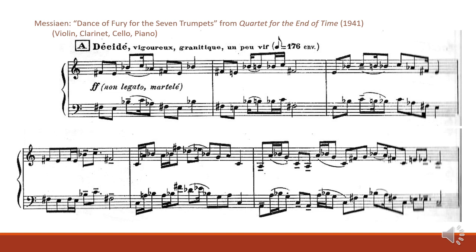So in this example, the movement is called Dance of Fury for the 7 trumpets, and there are no trumpets playing, but what you will hear is all 4 of the instruments playing together in unison or in octaves. So what we're looking at here is just the piano part. All the other instruments are doubling it.